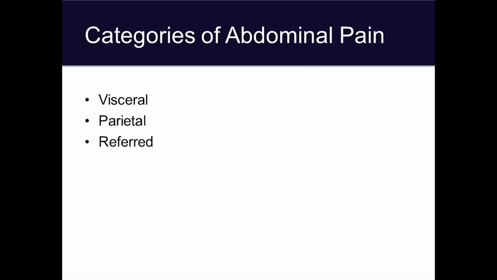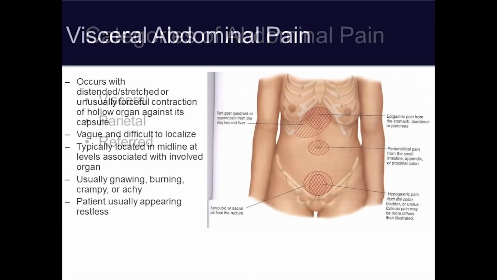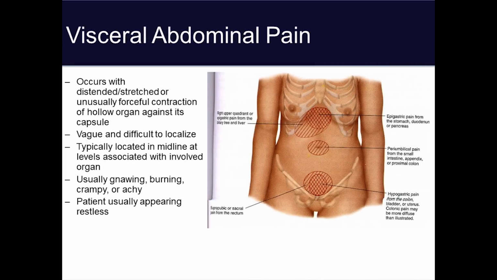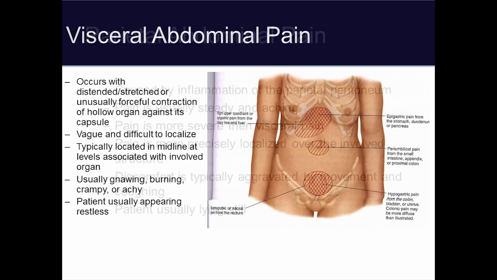There are several categories of abdominal pain: visceral pain, parietal pain, and referred pain, and we're going to go through each one. So the first one we'll discuss is visceral abdominal pain. Visceral abdominal pain occurs with distended, stretched, or unusually forceful contraction of a hollow organ against its capsule. It's often very vague and difficult to localize. It's typically located in the midline at levels associated with the involved organ. It's usually gnawing, burning, crampy, or achy, so you might find this on your history. And patients usually appear restless on exam.